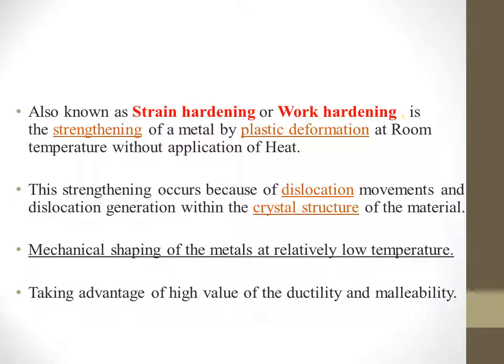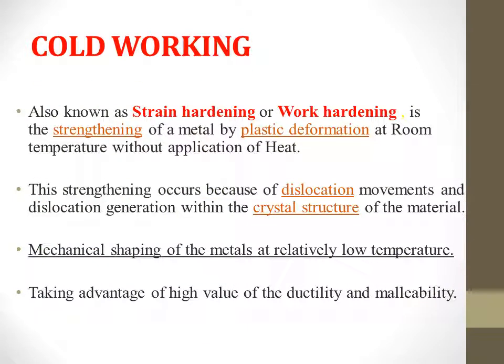So that was casting. Now let's move on to cold working. Cold working is also known as strain hardening or work hardening. It is the strengthening of a metal by plastic deformation. So this involves the strengthening of a metal by plastic deformation at room temperature without application of heat. That is why it is known as cold working.